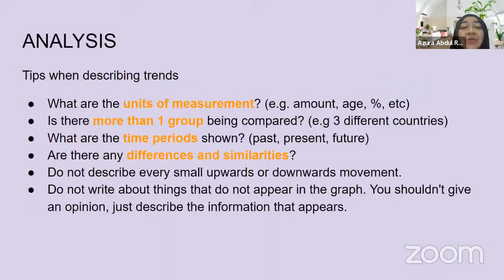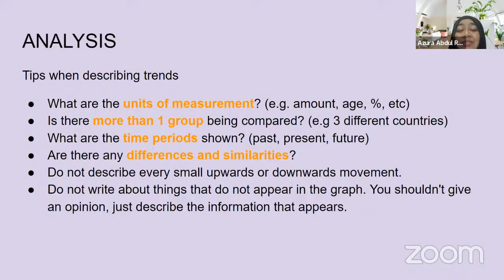Okay, and when you are going to analyze it, tips when describing trends. What are the units of measurement? For example, age, percentage, amounts, okay? Is there more than one group that is being compared? For example, 3 different countries. What are the time periods shown? Past, present, or future? Are there any differences or similarities?